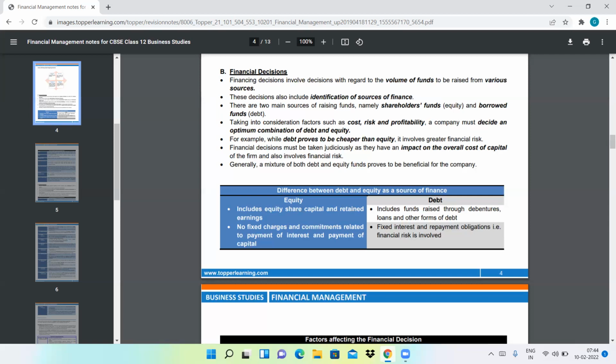Generally, we know that debt is cheaper than equity because tax is deductible on the interest paid to the debenture holder, and the benefit is received by the company itself. So, while taking any decision, it is very important to measure the overall impact of the funds being raised on the working of the business organization. That is very important.